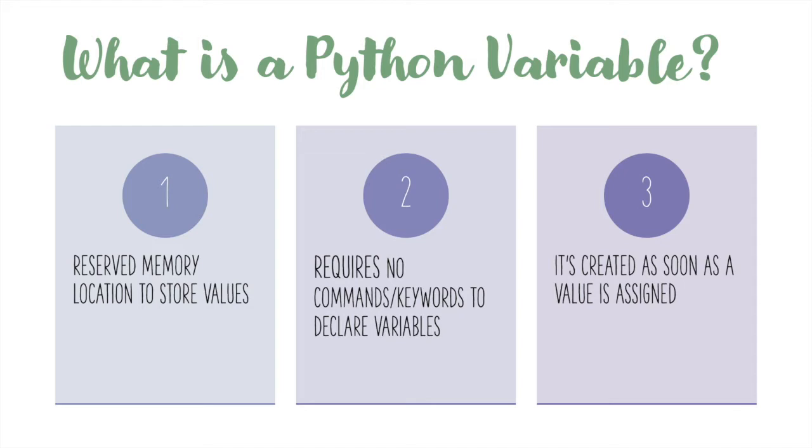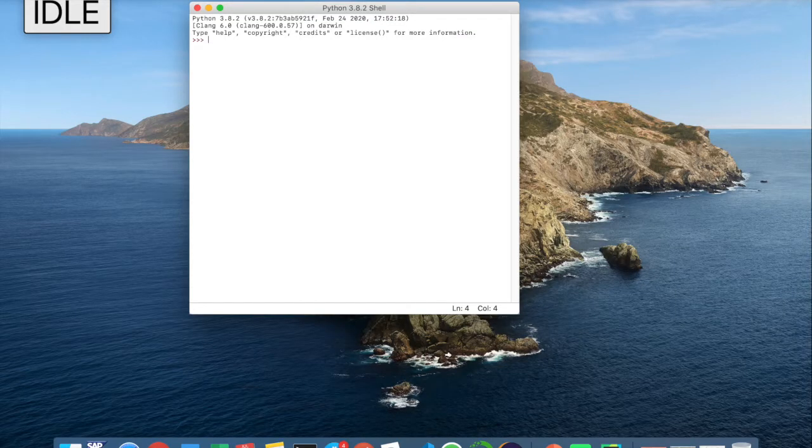Now let's move on to our IDLE to check out how it works. This is the IDLE window, the Python shell. I will link some material below so that you can understand how to install Python and how to use the IDLE. So here I will declare the variable x with a value of 10.